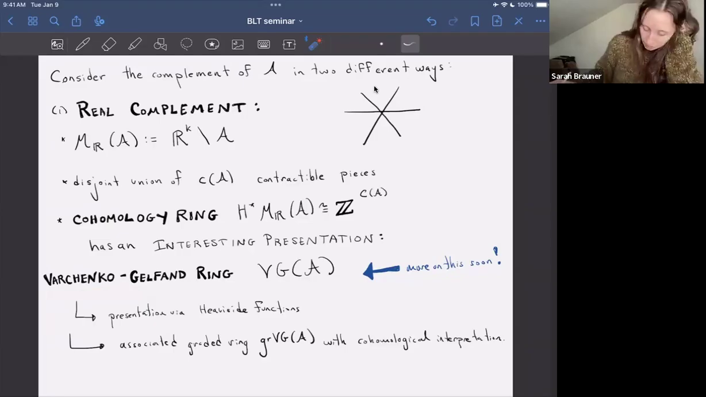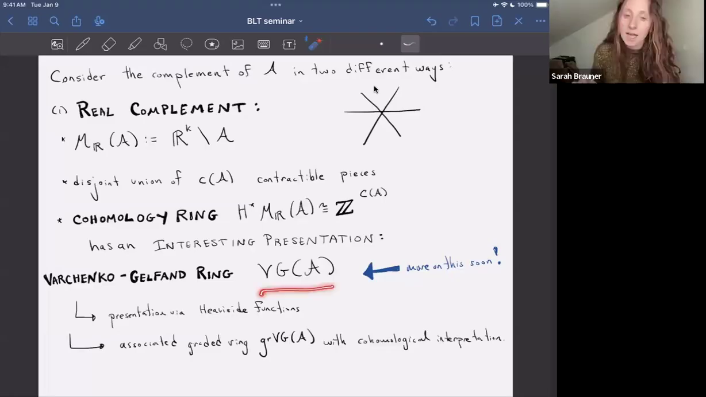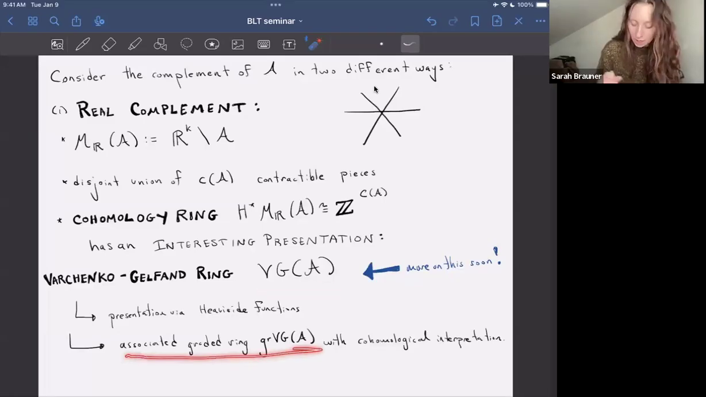But for now, what I want to note is that the interesting presentation of this ring is via what are called Heaviside functions, which are certain types of linear functionals. And this ring is not graded, but it has a natural associated graded ring that also has a cohomological interpretation. So you can get some sort of ring from this.